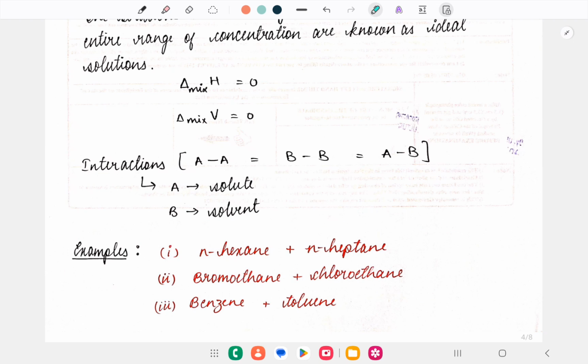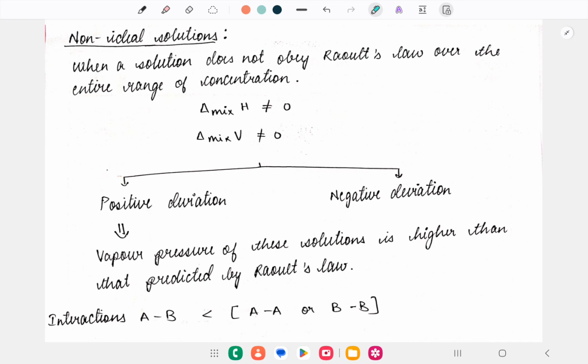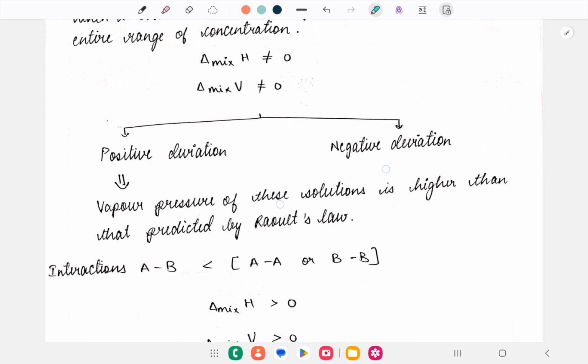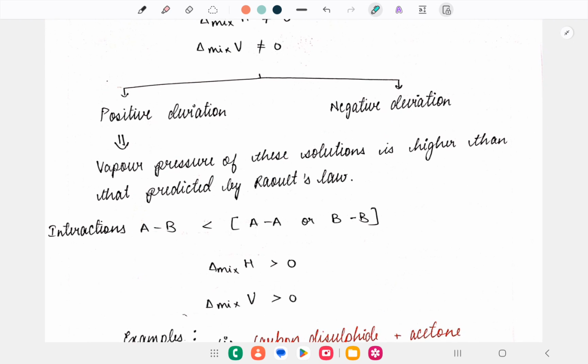Moving to the non-ideal solutions. These are the solutions which do not obey Raoult's law in the entire range of concentration, and the enthalpy of mixing of pure components to form the solution is not 0. It can either be positive or negative. And the volume of mixing is also not 0. The volume may increase or reduce after mixing. And the vapor pressure of these solutions is either higher or lower than that predicted by Raoult's law.